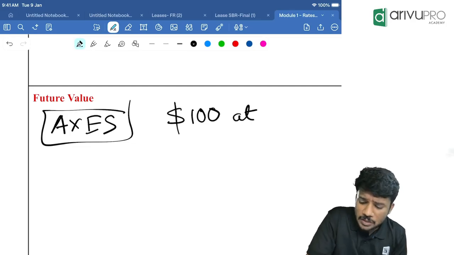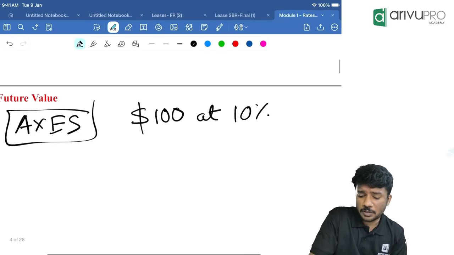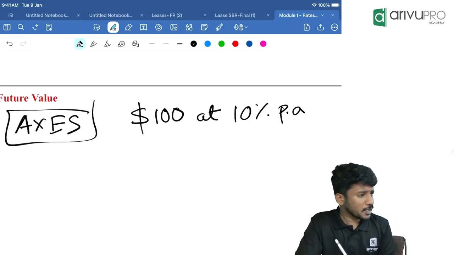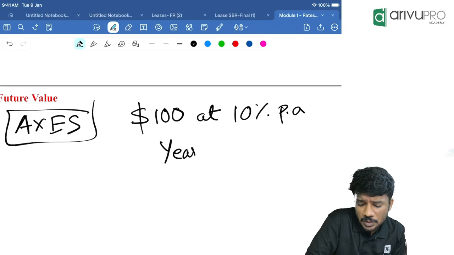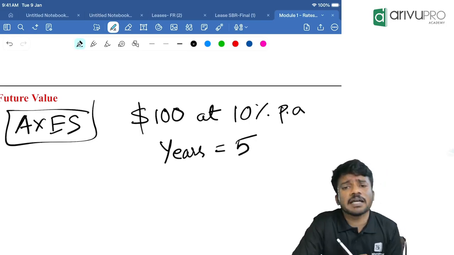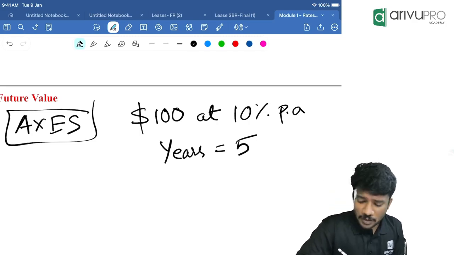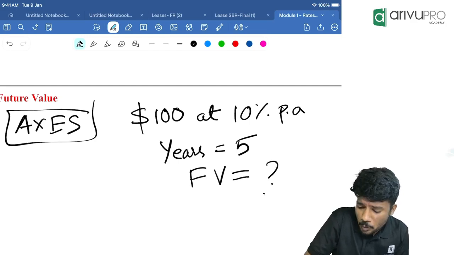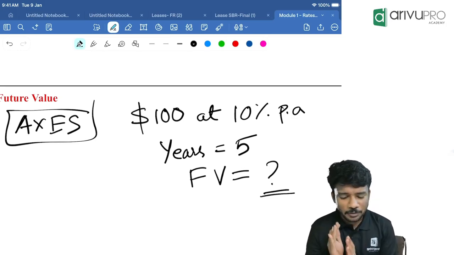The bank is telling me that they will give a 10% annual interest rate, 10% per annum, and I'm going to invest it for 5 years, $1,000 or $100 at 10% for 5 years, and they told me that I will get some amount of money. I want you to find that amount of money.